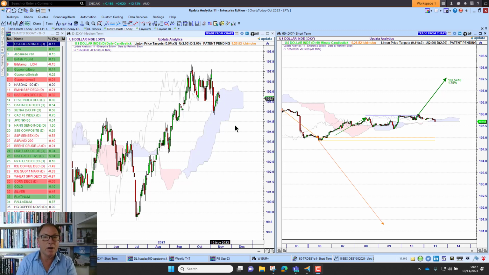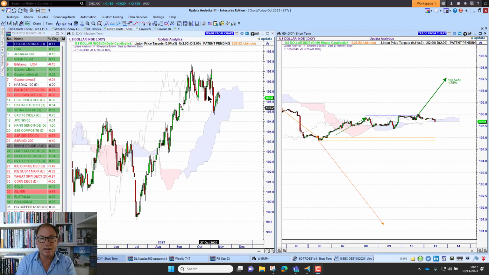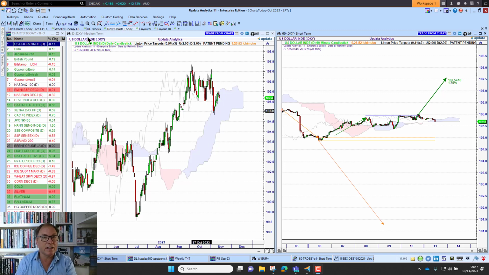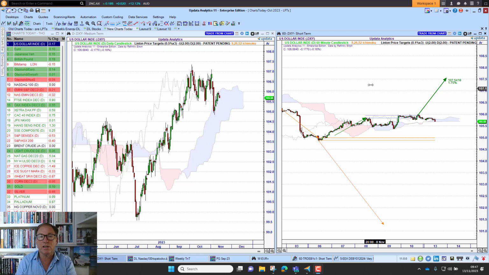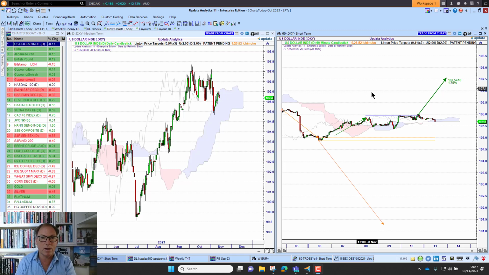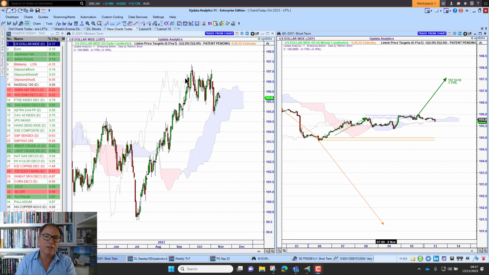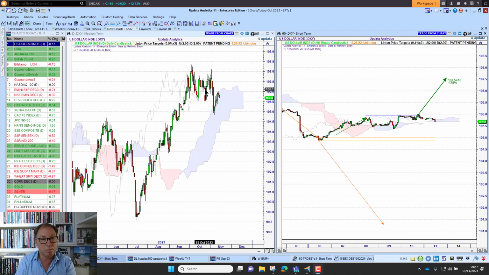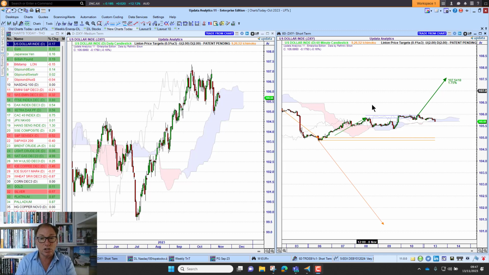So we start by looking at the dollar index, and this is the daily chart on the left here. That's the medium term time frame, and this is the 60-minute chart. That's the short term time frame. So here we're thinking weeks ahead. Here we're thinking days ahead. So for the moment, the dollar is above the cloud. That's bullish on the daily, medium term, and short term.